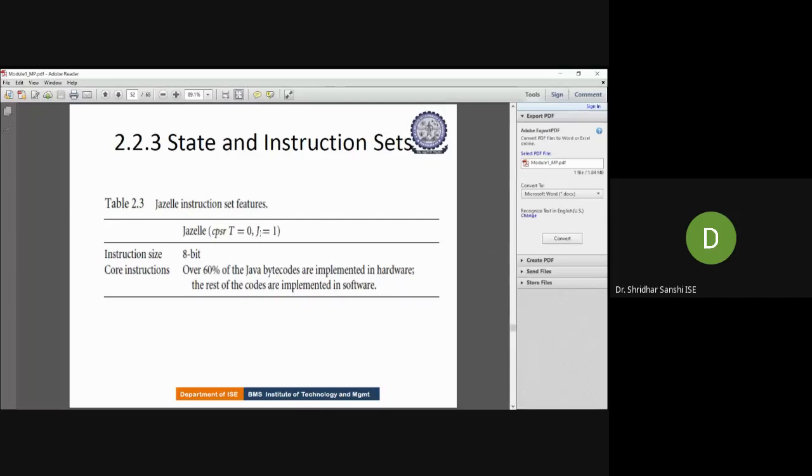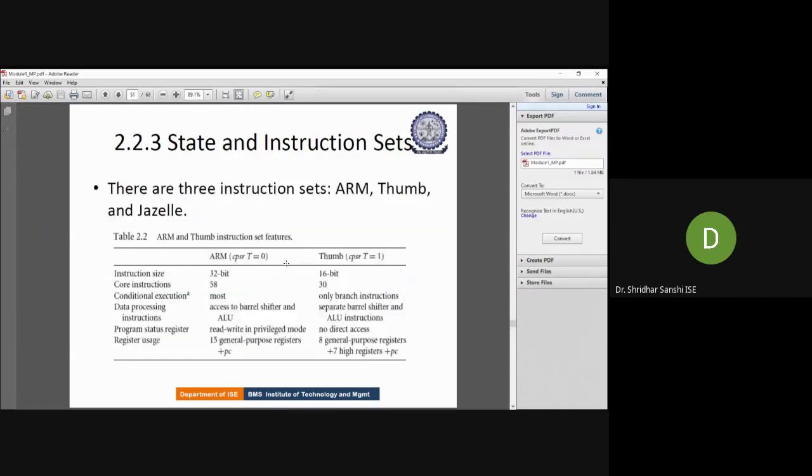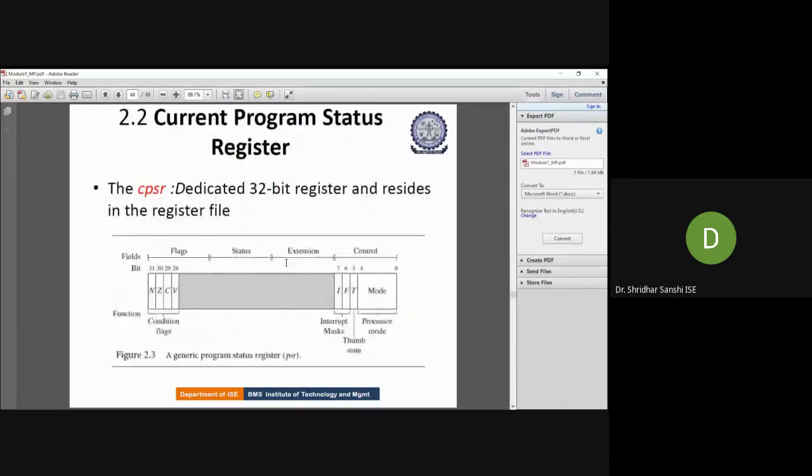So yes, this is about the Jazelle instructions. When the processor is using Thumb instructions, this bit is there. You can see this is the bit. If this bit is set to 1, then the instruction set used is Thumb. If the bit is set to 0, then the instruction set used is the ARM instruction set.